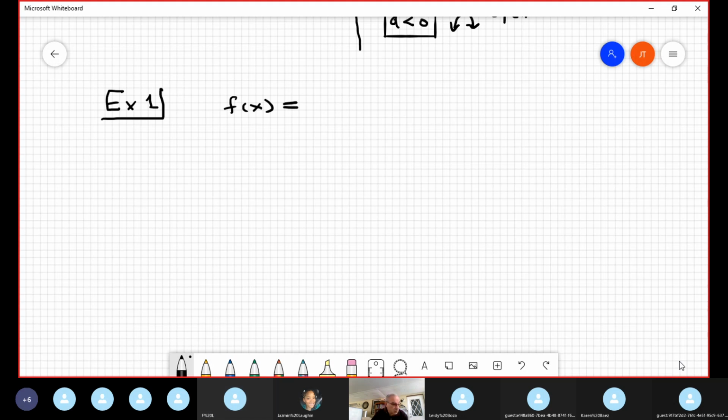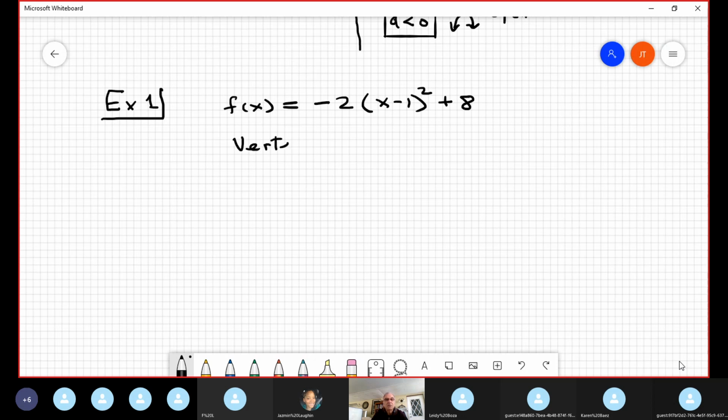Okay, f of x. Let me see, this is the first example. Example 1 is f of x equals minus 2 times (x minus 1) squared plus 8. And what's the question? The question is to analyze and graph this parabola. It's a quadratic function. I realize that this is expressed in vertex form.